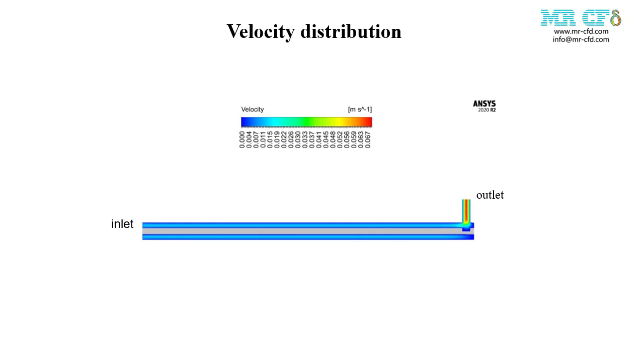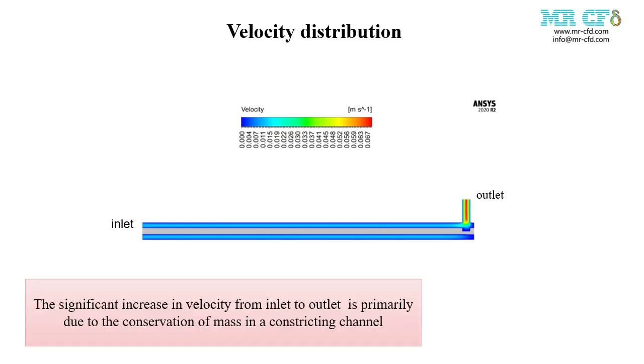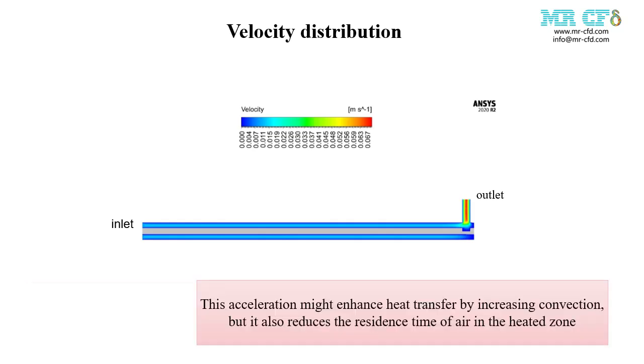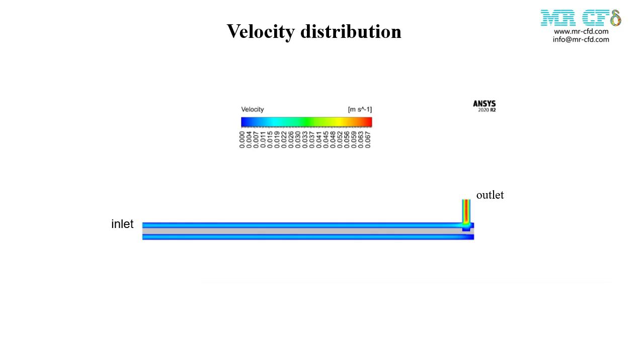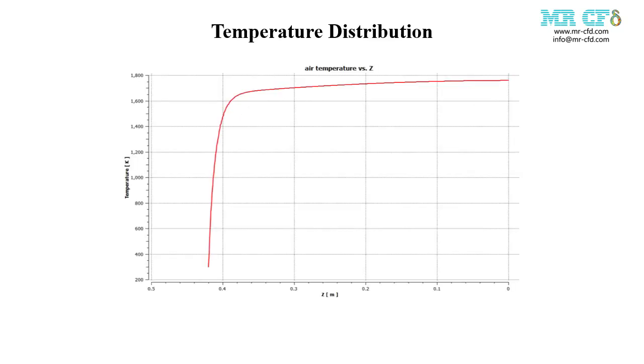About the flow acceleration, we can say the significant increase in velocity from inlet to outlet is due to the conservation of mass in a constricting channel. This acceleration might enhance heat transfer by increasing convection, but it also reduces the residence time of air in the heated zone. Let's discuss temperature changing along the domain.